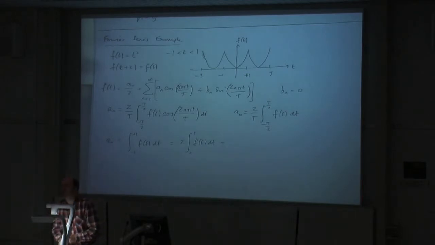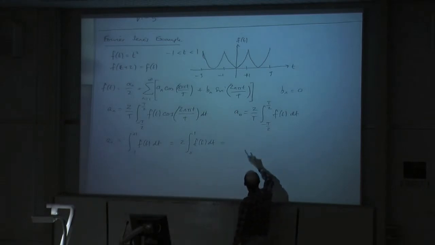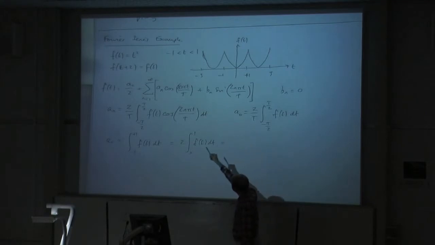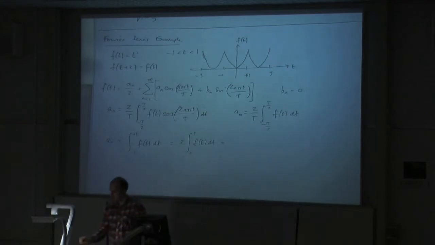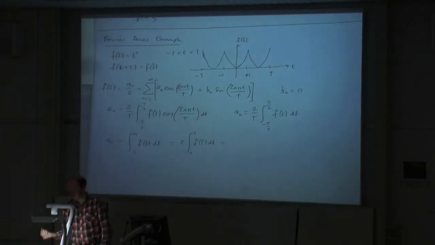Sorry? Which t? This t? Okay, that one? Well, t is 2. If you look up here, this function has a period of 2. So capital T is 2, and so 2 over 2 is obviously 1.